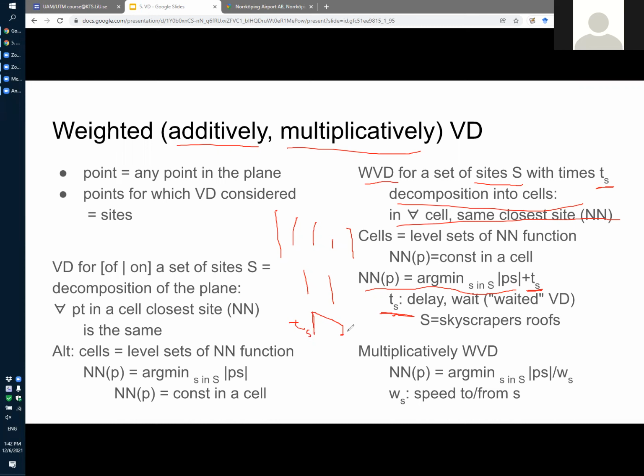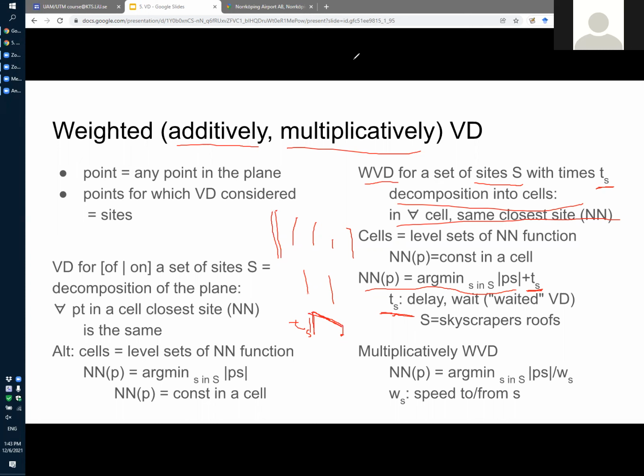So when you are deciding to which skyscraper to assign your point in the plane, you're not only taking into account the distance from the skyscraper to the point, but also the time it takes to get to the top floor of the skyscraper. Okay, so this is like a Voronoi diagram with a delay.